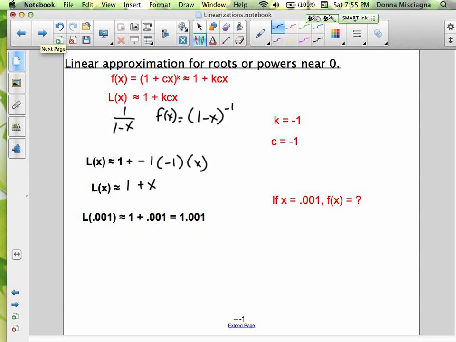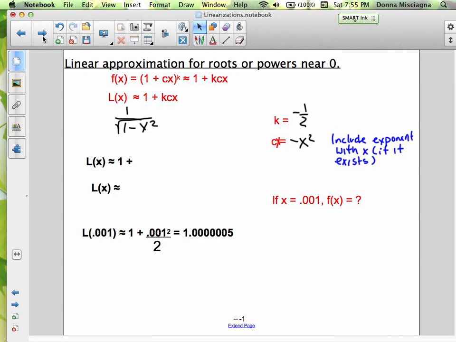So it's pretty easy to evaluate. If x is 0.001, what would the value of the function be? We would have 1.001. So this is just a related use for roots and powers near 0 of the linear approximation method.